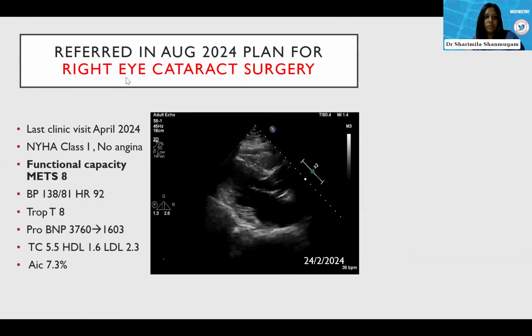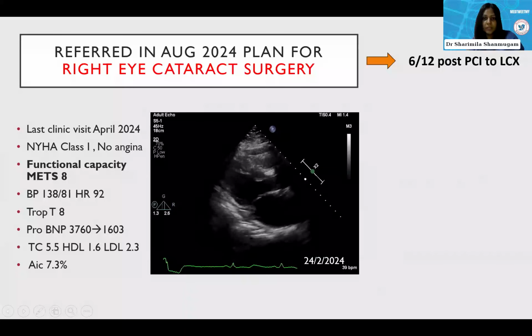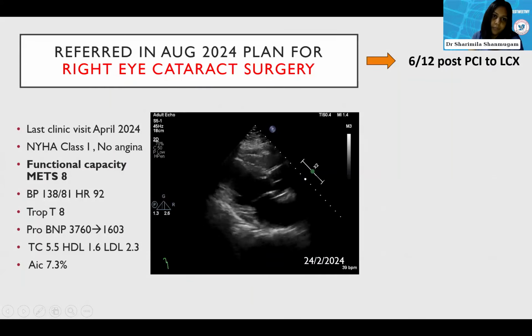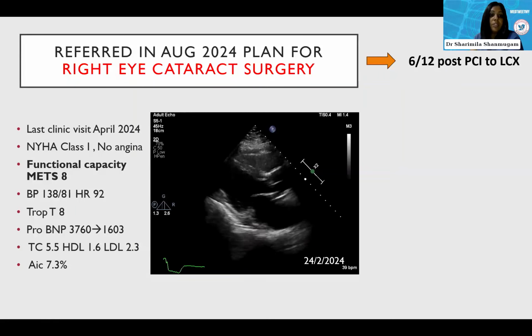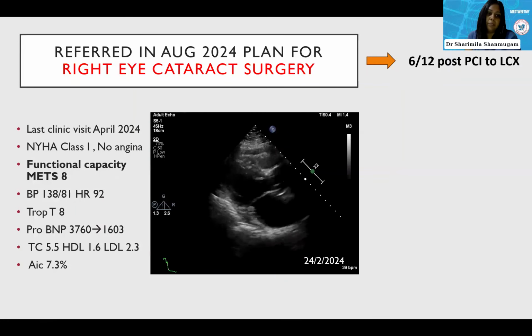All right, so as you can see here, somewhere in August now, 6 months after the angioplasty to the circumflex, he comes to the clinic very well actually. NYHA class 1, no angina. Functional capacity above 4. Blood pressure not too bad, heart rate slightly high. We want to achieve 70 beats per minute.